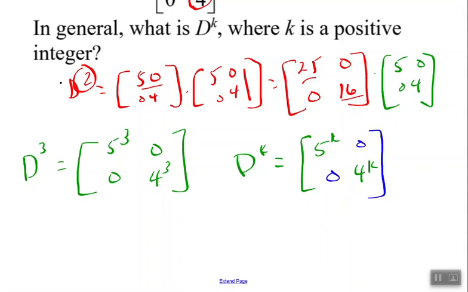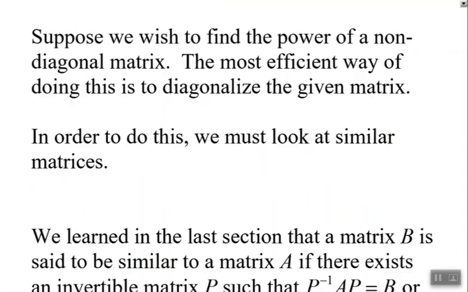Now, how is that going to be helpful to you? Well, if you had to take a matrix and raise it to the 20th power, you don't want to have to write out all of those, but we at least know what D is going to be. So if we have a non-diagonal matrix, the most efficient way of figuring that out is to diagonalize the matrix and then figure out the general format for all of the entries.